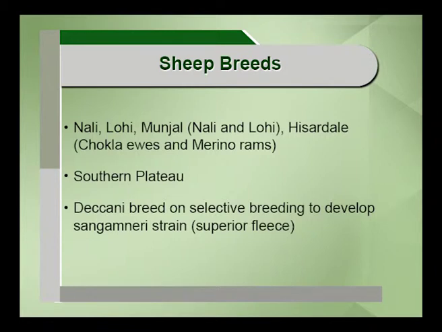southern plateau region, there is one important breed that I wanted to mention, that is the Deccani breed. This Deccani breed is very, very unique, and it has been very well distributed in the southern plateau region of our country. On selective breeding of this Deccani breed, we have developed one important strain, the Sangamneri strain, which has a superior fleece. And one more thing, as far as the Karnataka region is concerned, the Mandya, a mutton type breed, is very famous. And on intensive selection over the Mandya breed, we have developed Bannur, which is another breed also known for mutton.